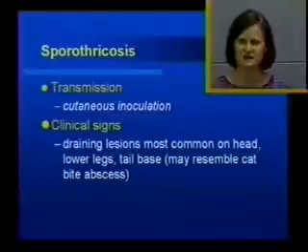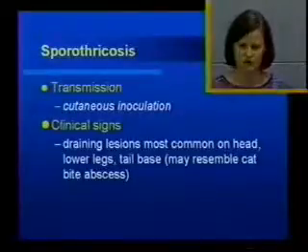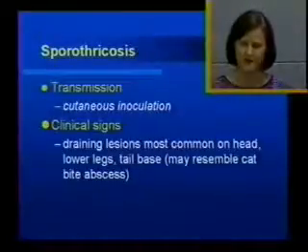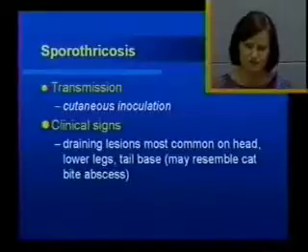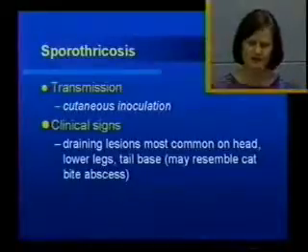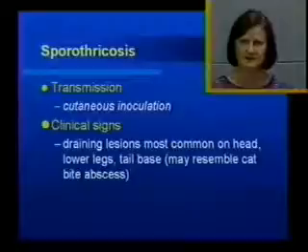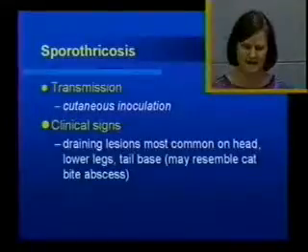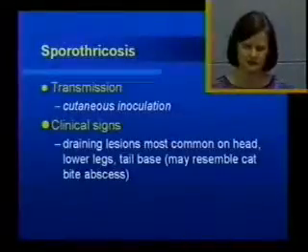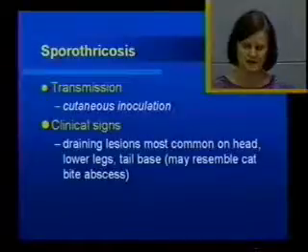Transmission is by cutaneous inoculation, so cats are scratched in some way and become infected through the skin. Draining lesions are most common on the head, lower legs, and tail base, and these can resemble cat bite abscesses, and so veterinarians can become infected when they think they're treating a cat bite abscess.